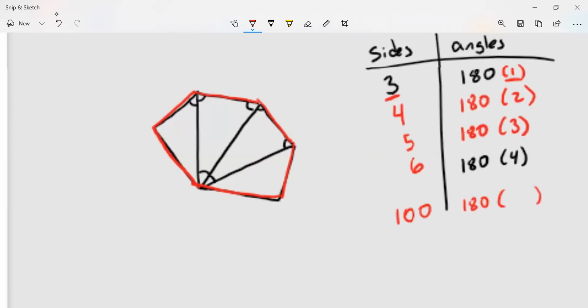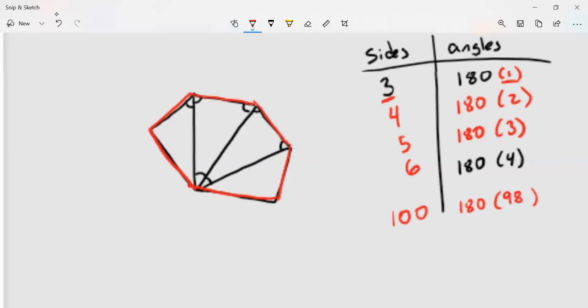You want to pause the video and think about it. With 3 sides, it was 180 times 1. So if I have 100 sides, I have to go 180 times 98. Did you think of that number? How many 180s do we have? It's always 2 less than how many sides we have.